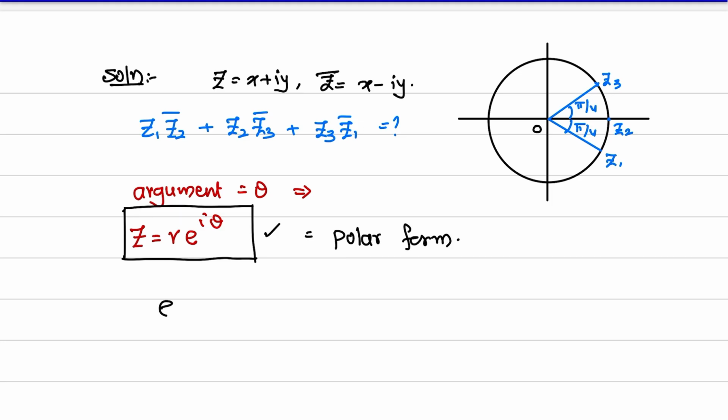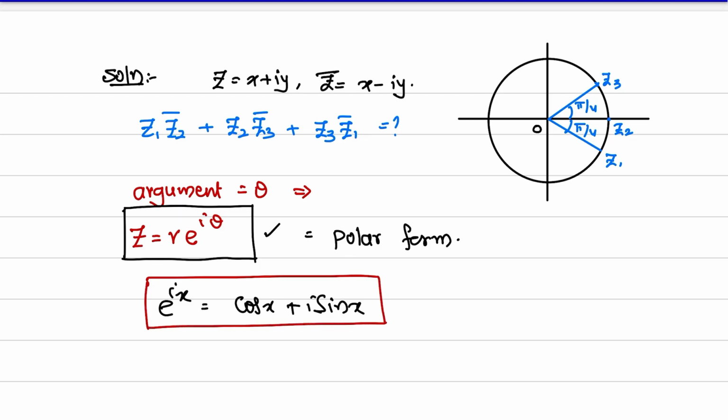Because e to the power of ix is equal to cos x plus i sin x, which we already know. You can refer to my previous lectures for deriving this. Now, Z is equal to x plus iy can be written as radius into e to the power of i theta, that is equal to r into cos theta plus i sin theta.